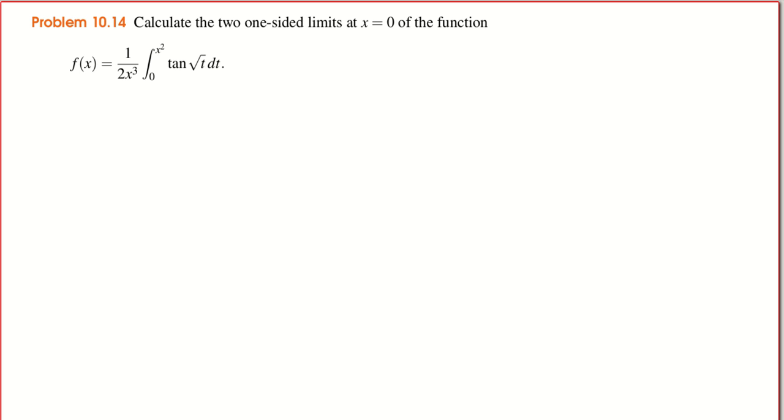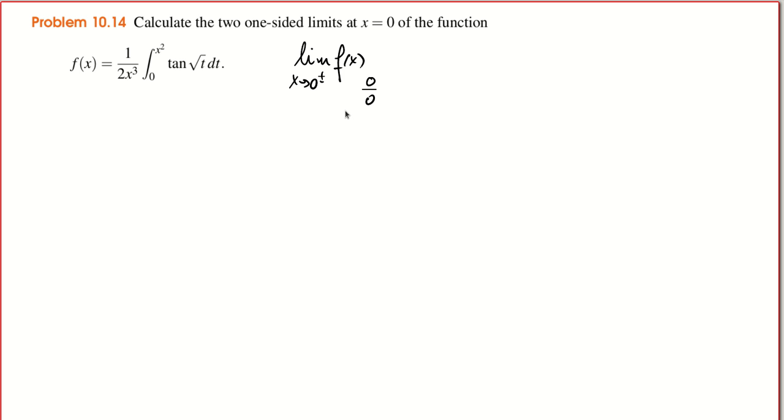Okay, we have to calculate the two one-sided limits of this function at x equal to 0. And the problem of this function is that it is a quotient of two functions, right? One of them is this integral, which for x equal to 0 is equal to 0, and the other one, the denominator, is x cubed, which is also 0 when x is equal to 0. So the limit of this function when x goes to 0 on either side is a kind of 0 divided by 0 indeterminacy.